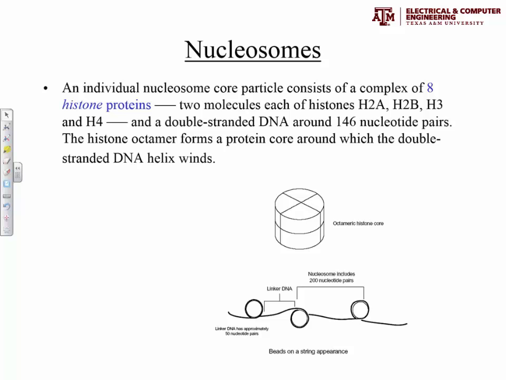And in between these two beads, you have this linker DNA that's about 50 base pairs long, right? So this arrangement is going to reduce the length of the original DNA by a factor of 3. Okay, it'll become 1/3.